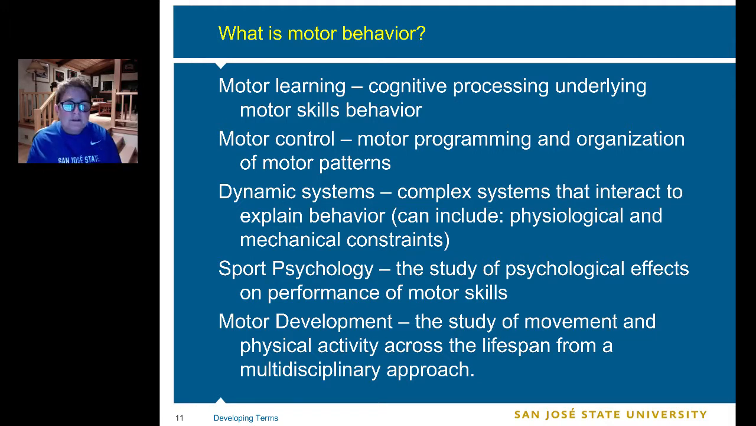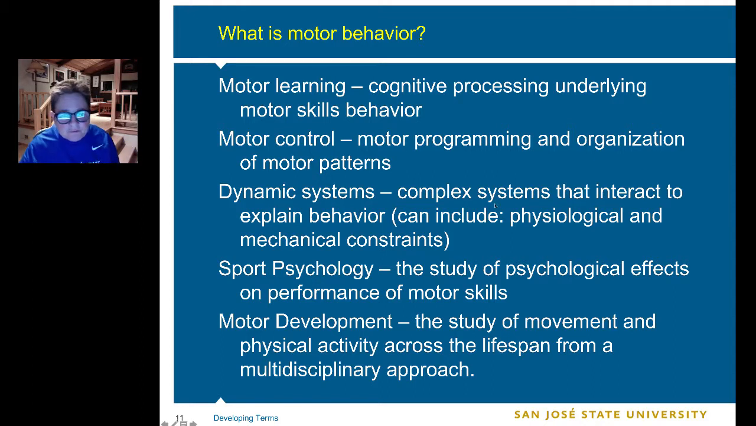As a matter of fact, there's an organization called the North American Society for the Psychology of Sport and Physical Activity. And it defines motor behavior as motor learning, motor control, sports psychology, and motor development. Probably today in NASPA, they would also talk about dynamic systems. Motor learning specifically is looking at the cognitive processing that underlies motor skill behavior. Motor control is looking at the motor programming and the organization of the movement. In other words, how do you reach out and grasp something? How do you take this paperweight and pick it up from the table with fluidity?